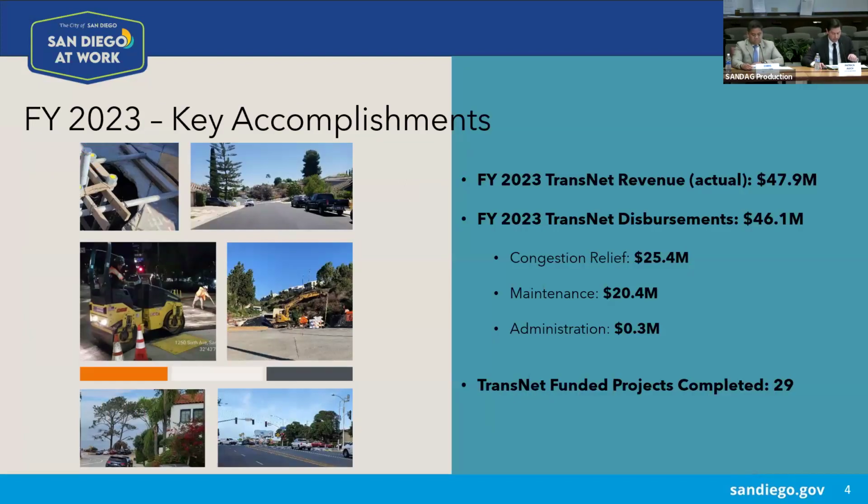This slide is looking back to fiscal year 2023 and highlights some key accomplishments. Out of the actual TransNet revenue of 47.9 million, the city requested disbursements in an amount of 46.1 million, or 96% of the total revenue. In addition, the city completed construction of 29 TransNet-funded projects. The next slides will look at these accomplishments in a little more detail.